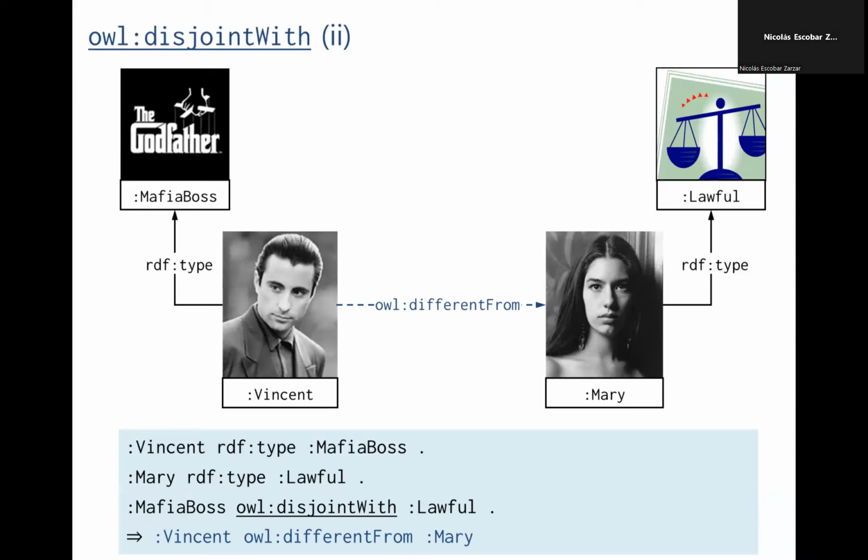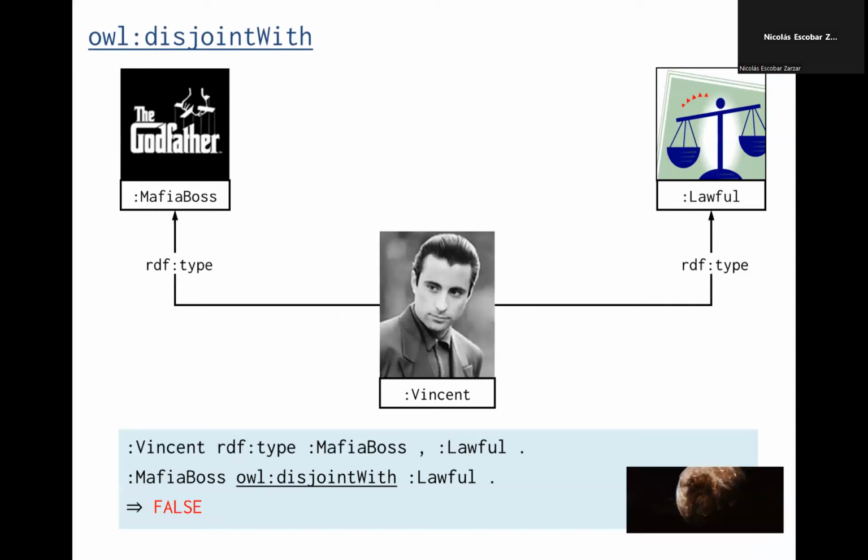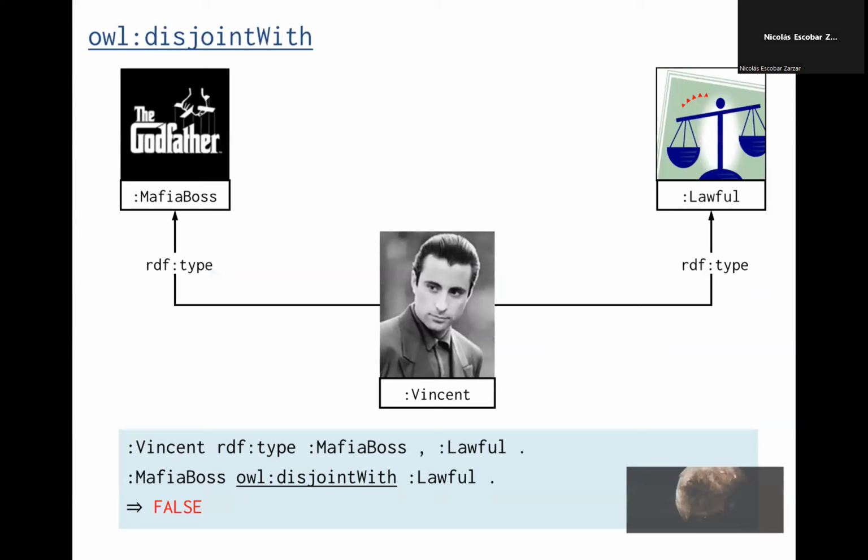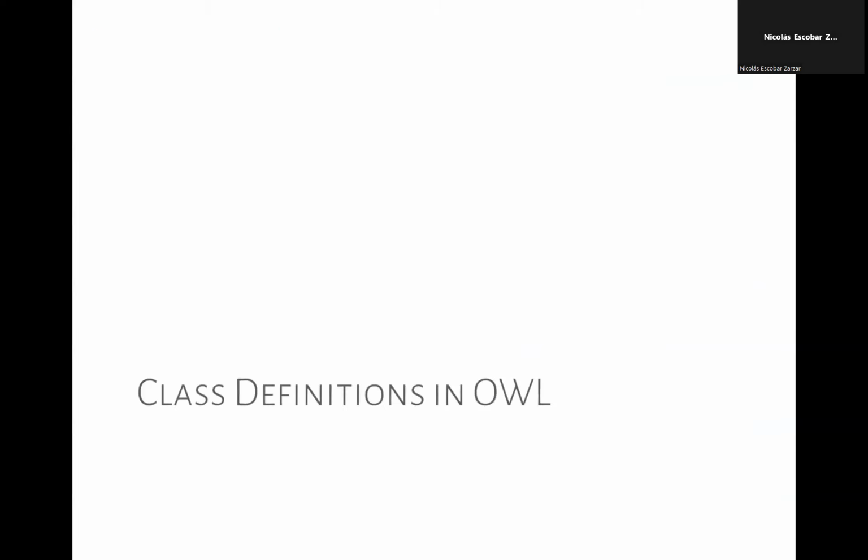So that was class axioms. We have 2, which is equivalent class. This is equivalent again to 2 subclass of relations: A subclass of B, B subclass of A. That's the equivalent class, and disjoint with. So we have 2 features there. Any questions or doubts about that?